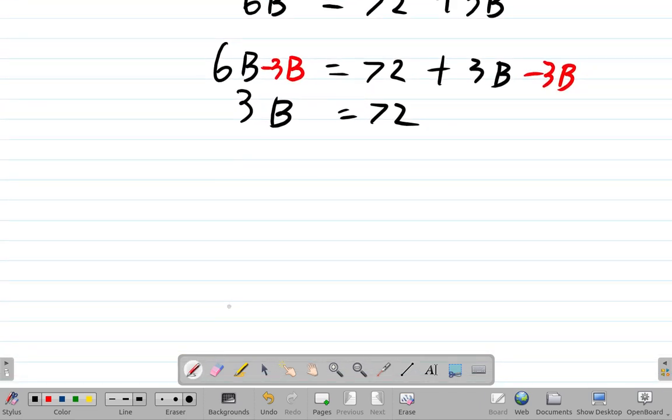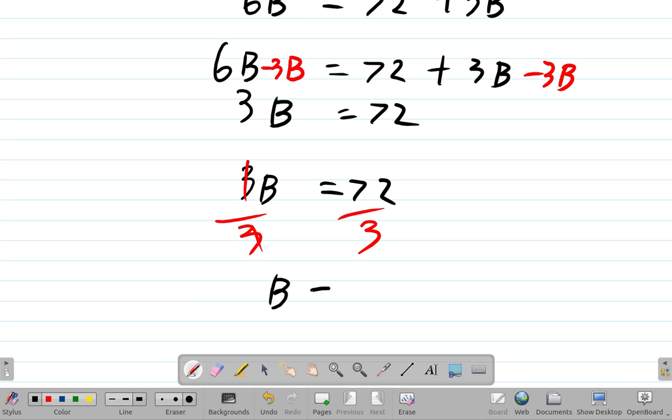3 times what gives you 72? Think about that. I see 24. Or you could say 3b equals 72, and then you divide by 3, divide by 3. 3 into 3, 1. So you say b is equal to 72 over 3. 3 into 7 goes 2 times, remainder 1. 3 into 12, 4. So you have 24 bananas.